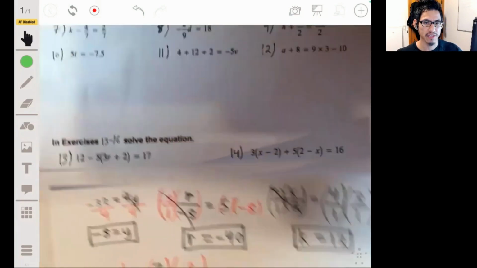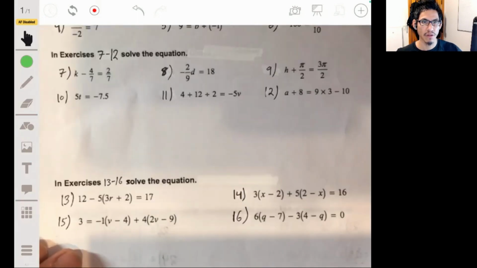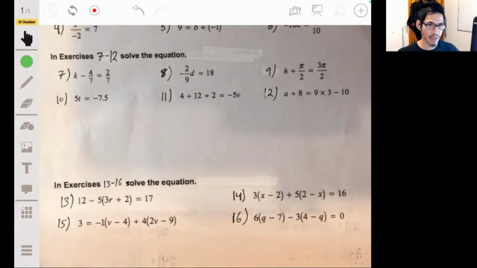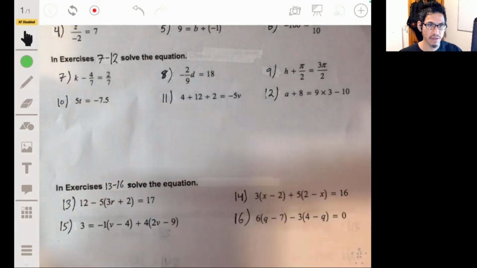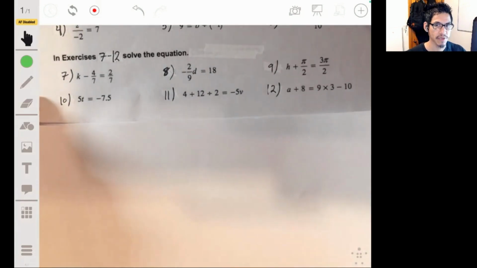All right, let's move up. Step it up a little bit. Okay, still solving equations. Now we have some addition and subtraction of fractions. So let's see what we got here.